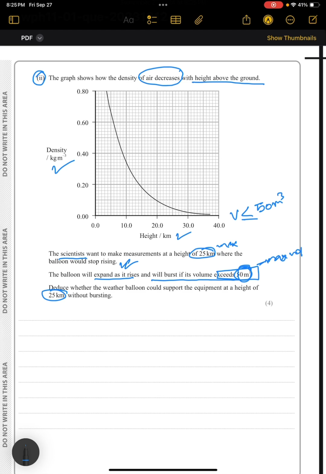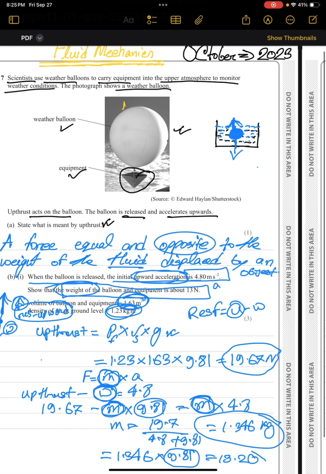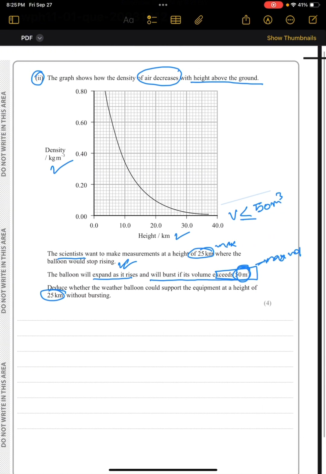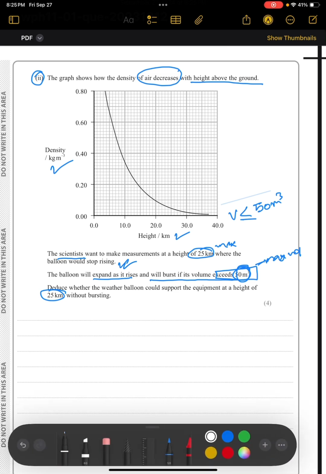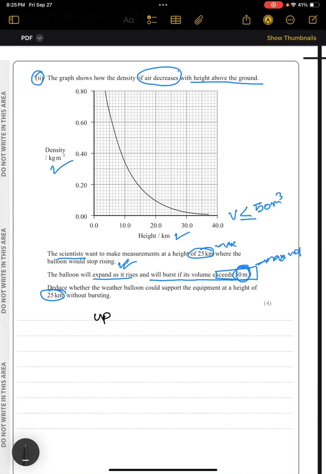We have to find out the upthrust. We have found out here the upthrust, 13.2. So we have to find out the volume. We know the formula of upthrust, which is upthrust equals rho V g. So we know the upthrust, which is 13.2 newton, and we can use this upthrust formula to find out this volume.